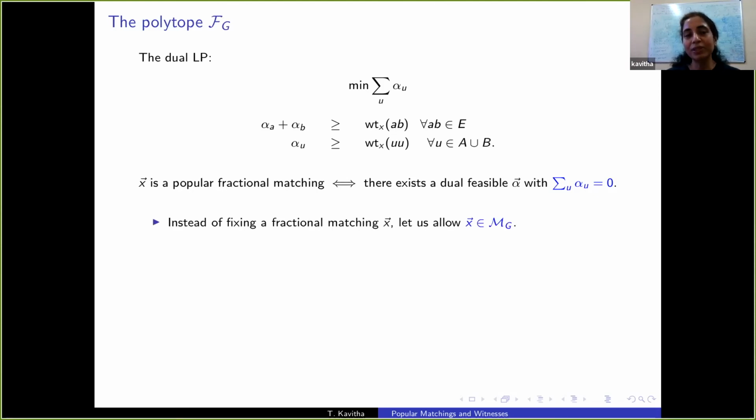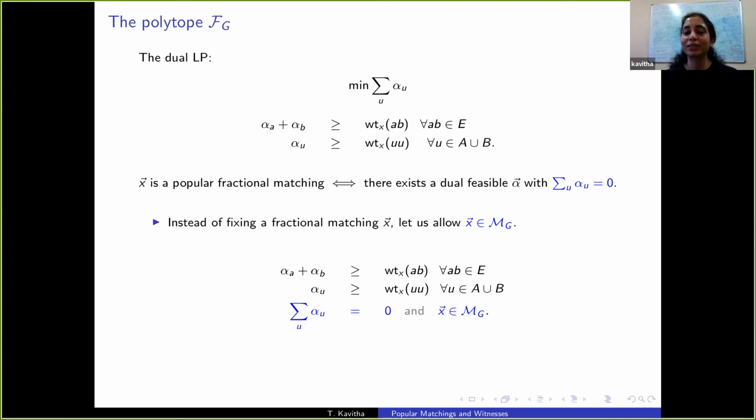Now let's stick with this dual LP. Instead of fixing this fractional matching x, let's allow x to move along the matching polytope. So let's make x also a variable here. That gives us this polytope, which is in fact a compact extended formulation of the popular fractional matching polytope. This is much simpler; it has only linearly many constraints. I just took the dual LP and also forced alpha to be an optimal solution, so the summation of alpha u is 0. And x is not a fixed fractional matching; I'm allowing it to be any fractional matching. So the variables here are both x and alpha.